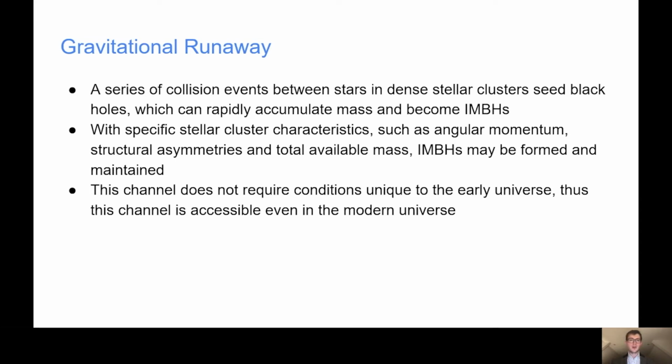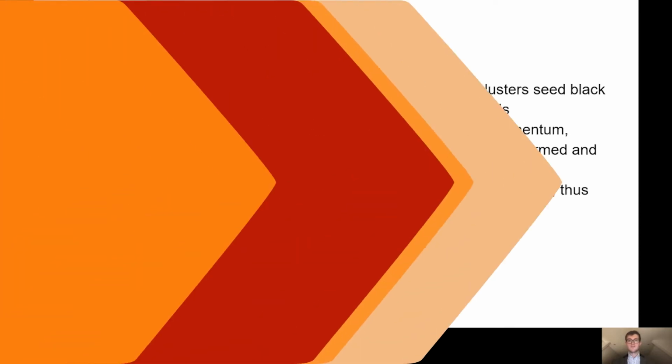But what happened to the IMBHs that existed in the early universe? The other half of the story, which Tom will discuss next, is the process by which black holes accrete mass and evolve from IMBHs into larger supermassive black holes.